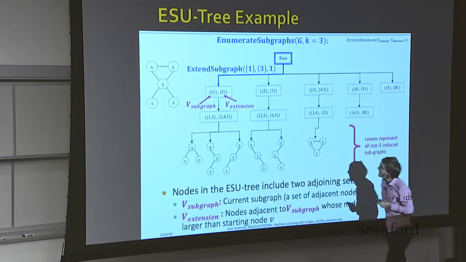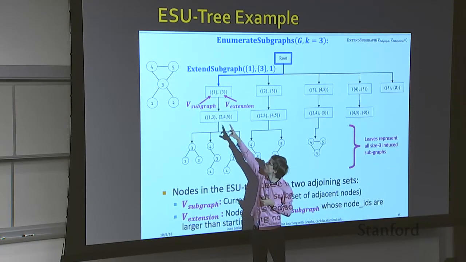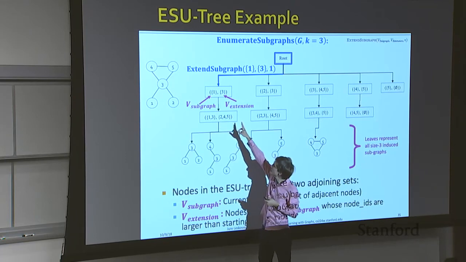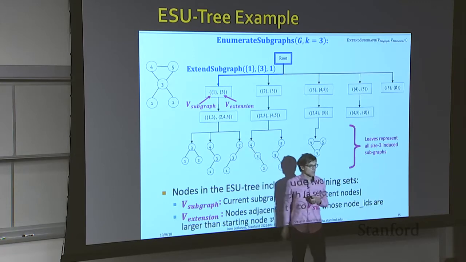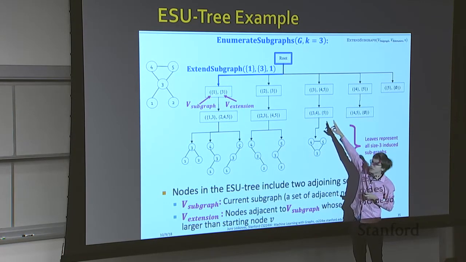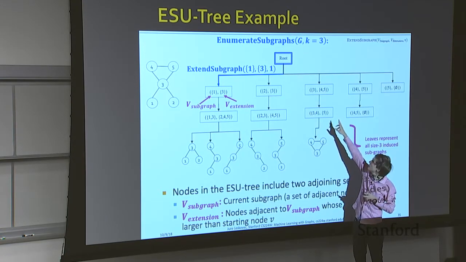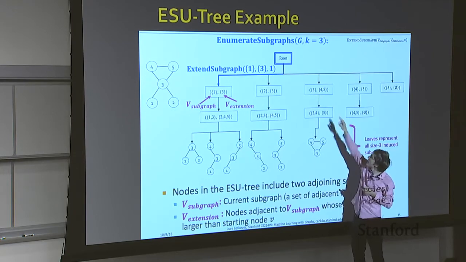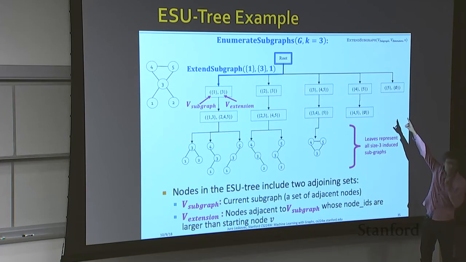Okay? And now at every one I have built a subgraph of size 1 with node 1 in it, and then the V extension are all the neighbors of node 1 that have ID greater than 1, so node 3. For example, when I build a subgraph out of node 3, I'm only allowed to take neighbors who have ID greater than 3. So this would be nodes 4 and 5. And then, for node 5, there are no neighbors that have ID greater than 5. So V extension is empty, so nothing happens here.